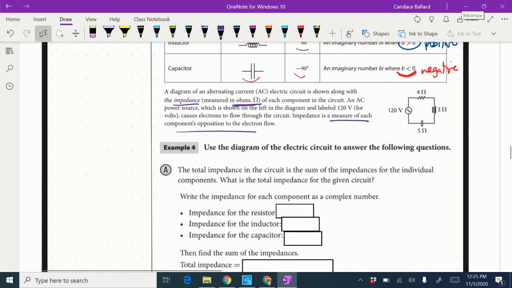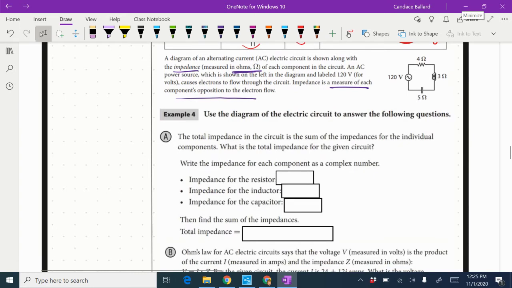So what we're supposed to do is use the diagram of the electric circuit to answer the following questions. The total impedance in the circuit is the sum of the impedances of the individual components. What is the total impedance for the circuit? Write the impedance for each component as a complex number.